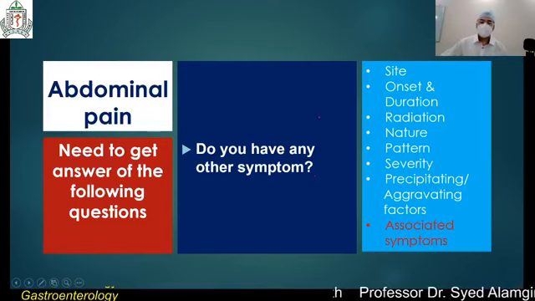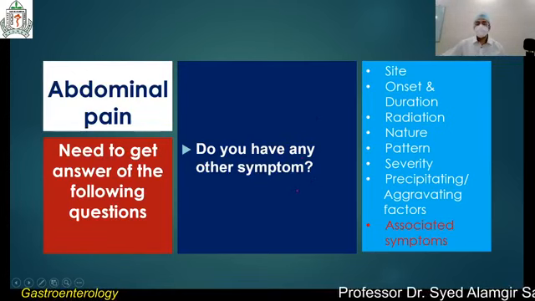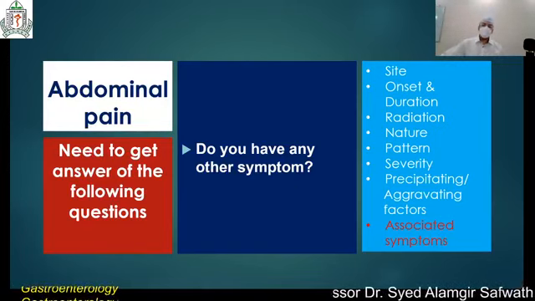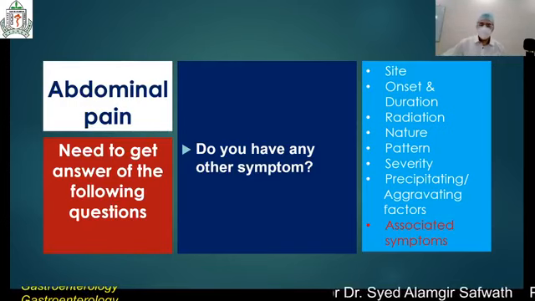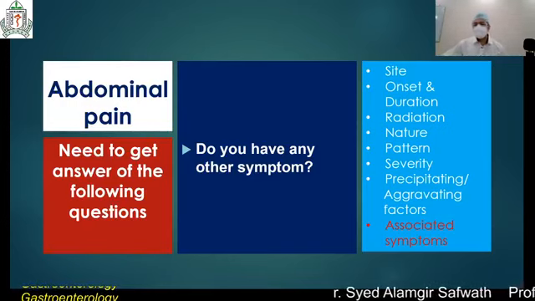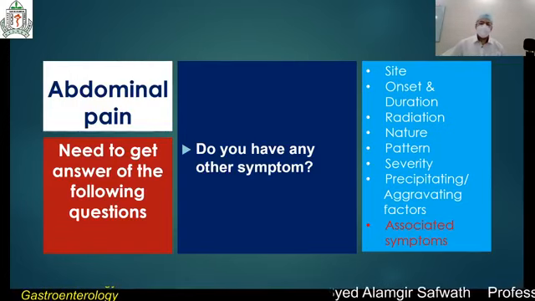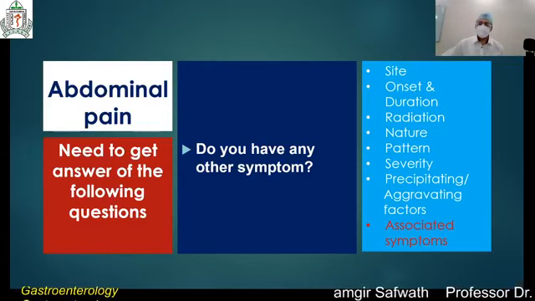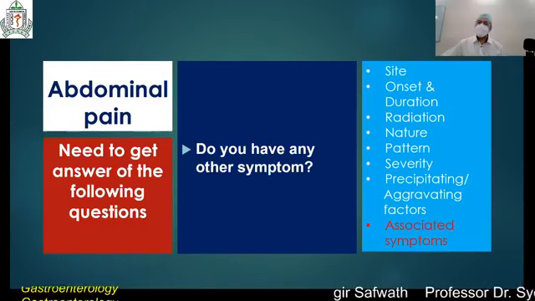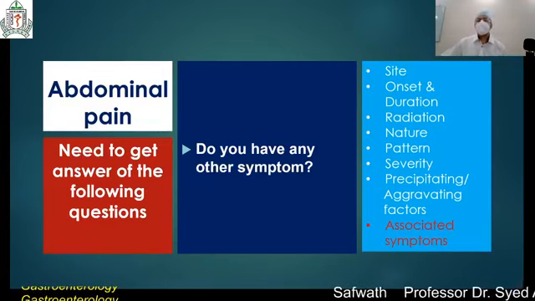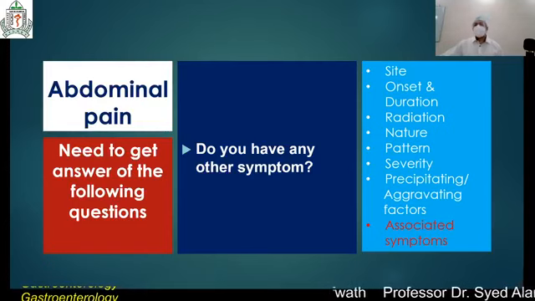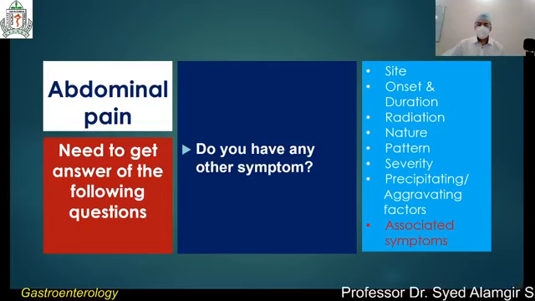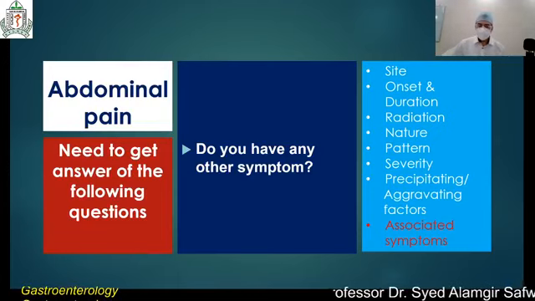Then we will also ask, do you have any other symptoms? Because abdominal pain may be associated with other symptoms. Some patients will say, sir, I have vomiting together with the pain. If there is regular vomiting, like every day a history of vomiting at evening time, you will obviously think about gastric outlet obstruction. Some patients may also have proximal small intestinal obstruction associated with vomiting. Some patients can say, sir, I have weight loss. If there is weight loss in an elderly patient, you will have to exclude malignancy.